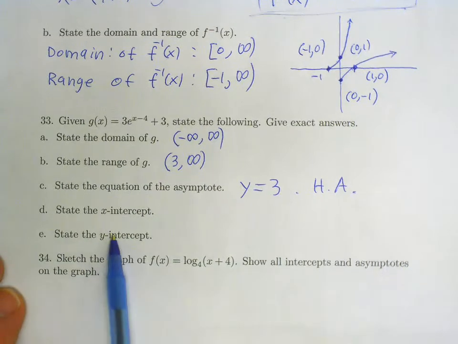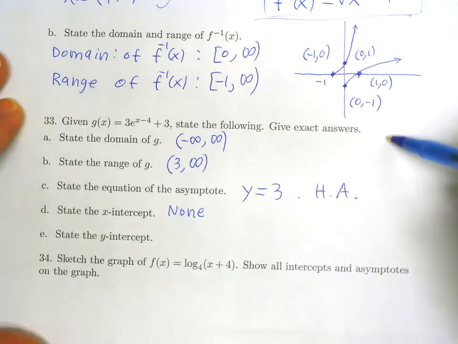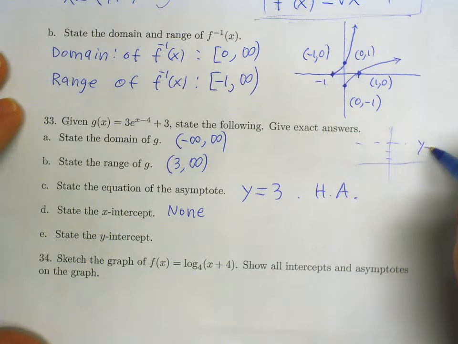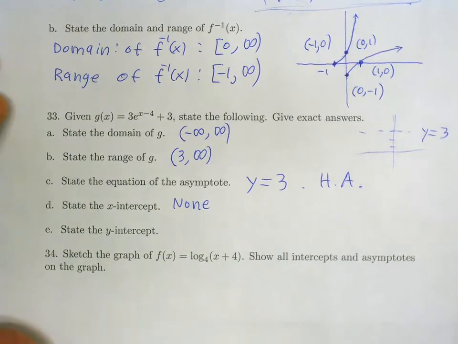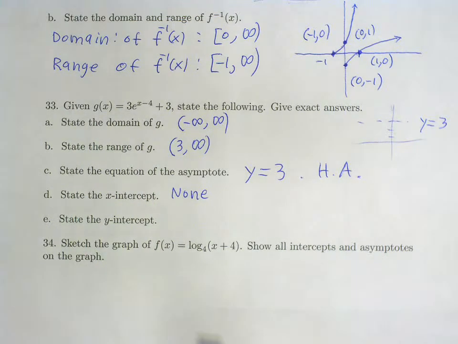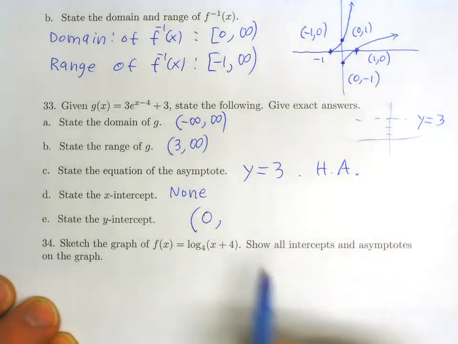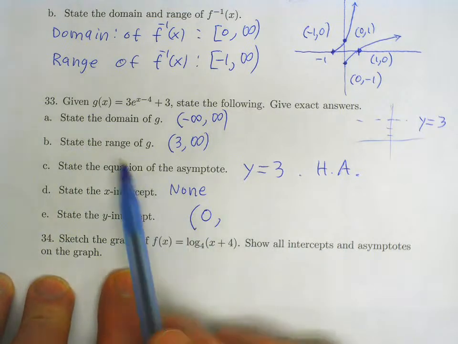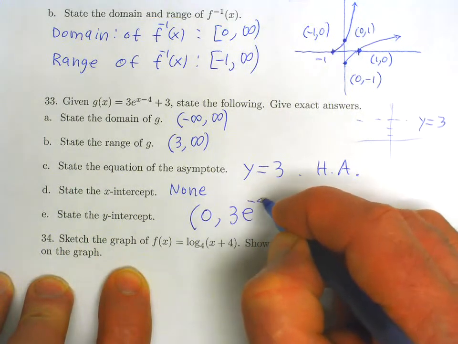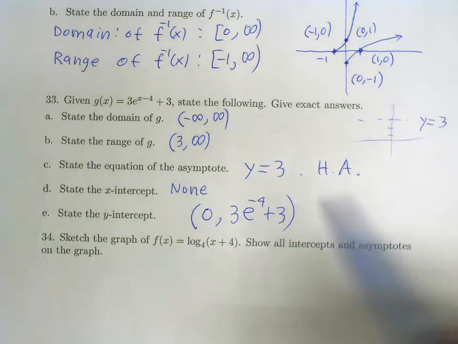State the x-intercept. Well, there is none. There is no x-intercept. Just roughly, the graph is above the line y equals 3, so there is no x-intercept. The y-intercept, well, since 0 is in the domain, there has to be a y-intercept. So replace x with 0. The x-coordinate of the y-intercept is 0. And then replace x with 0 in the function. We just get a weird number, 3 times e to the -4 plus 3, whatever that is. It's a number that's a little bit bigger than 3.